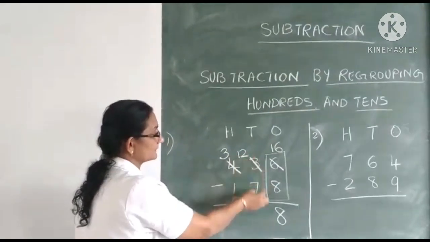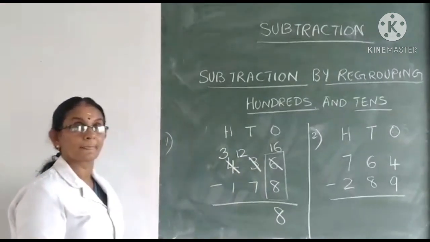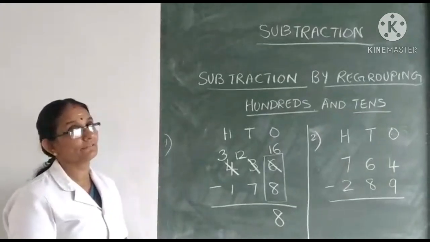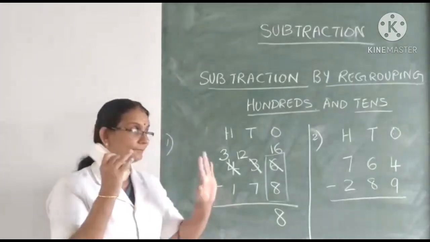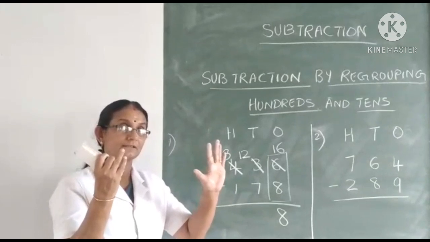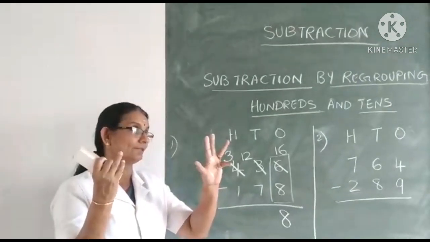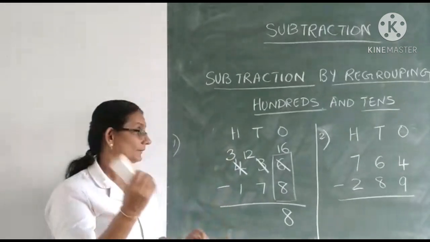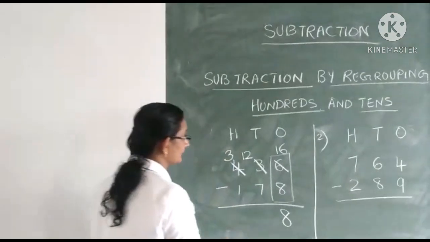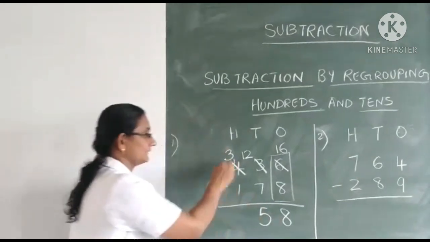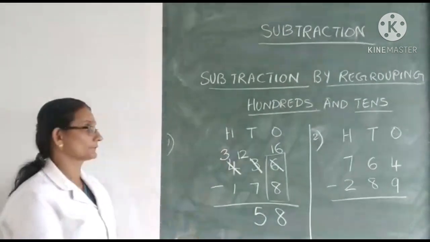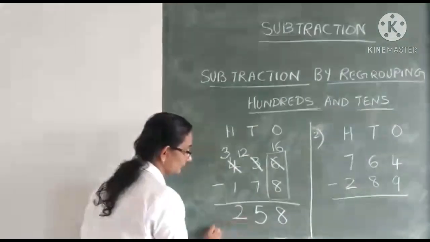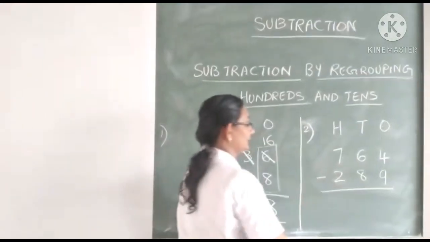Now from 12 tens subtract 7 tens. Yes, what is 12 minus 7? Count backward 7 digits. So you have 7 fingers here. Count backwards: 11, 10, 9, 8, 7, 6 and 5. So 12 minus 7 is equal to 5. Now let us subtract the digits in the hundreds place. 3 minus 1 is equal to 2. Okay. Now let us subtract the second number here.